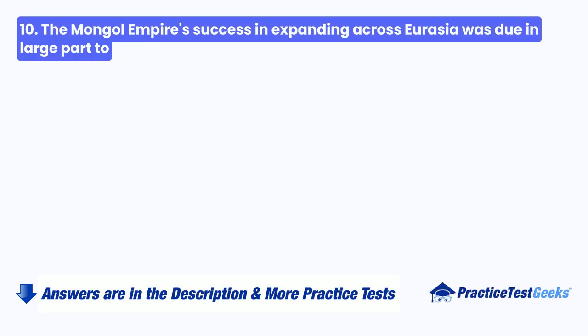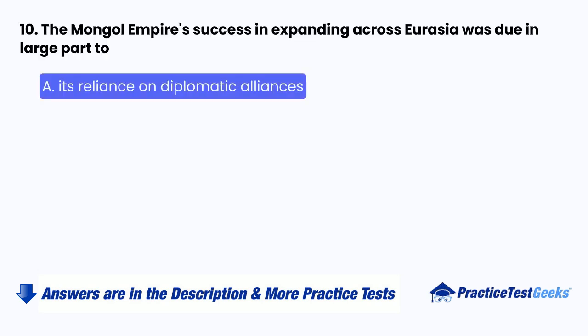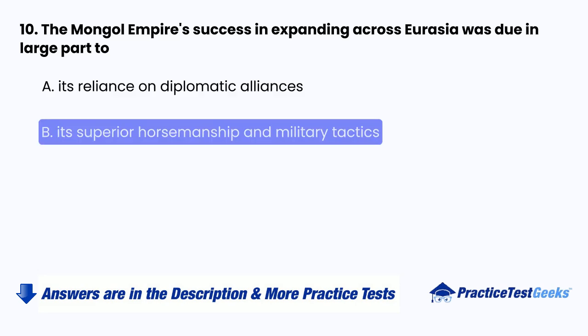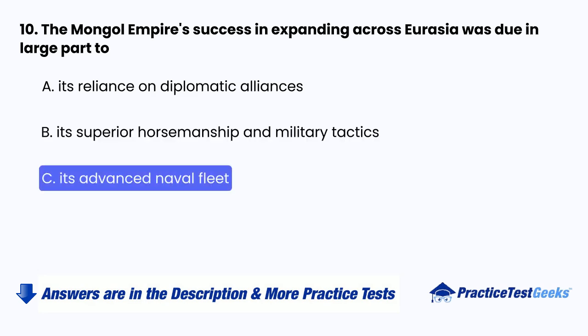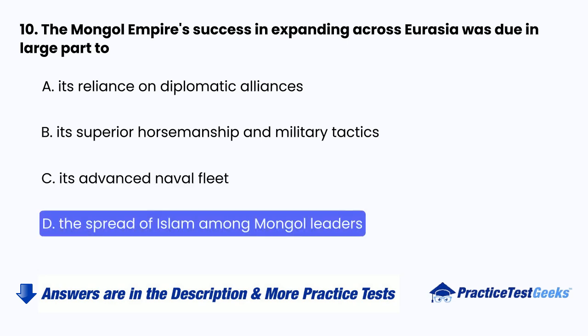10. The Mongol Empire's success in expanding across Eurasia was due in large part to: A. Its reliance on diplomatic alliances. B. Its superior horsemanship and military tactics. C. Its advanced naval fleet. D. The spread of Islam among Mongol leaders.